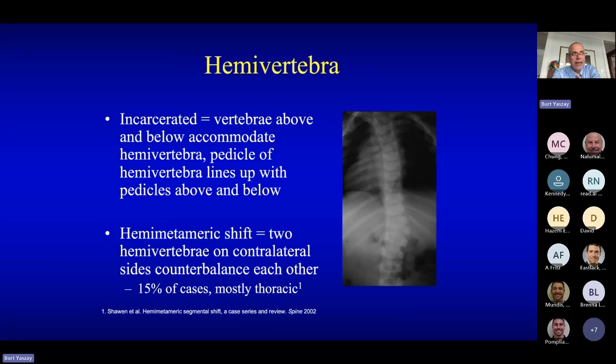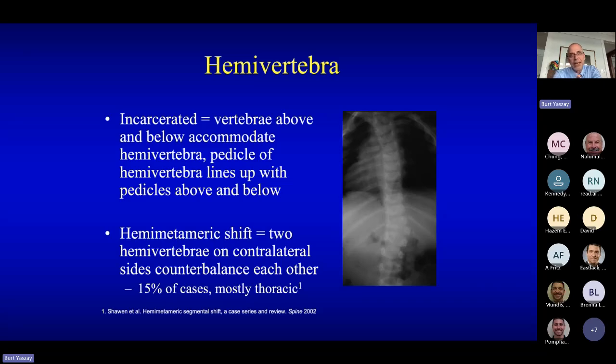The other thing that can sometimes be helpful in the decision-making process for a hemivertebra is whether it's incarcerated. The idea behind incarcerated is that the vertebrae above and below basically absorb the deformity. Essentially, if you draw a line through the pedicles, the pedicle falls within the pedicles above and below. Whereas one that's not incarcerated is more like a wedge in the spine itself. And then the other one is a hemimetameric shift, which is essentially two hemivertebrae that are contralateral to each other.